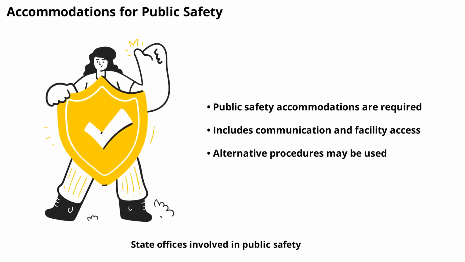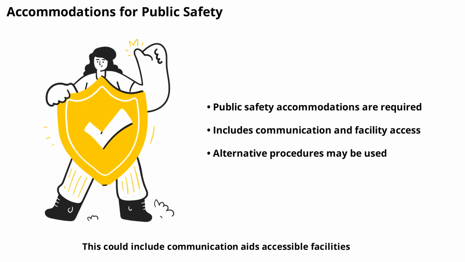State offices involved in public safety, such as police or emergency services, must provide accommodations during interactions. This could include communication aids, accessible facilities, or alternative procedures. Your safety and access to services are protected by law.